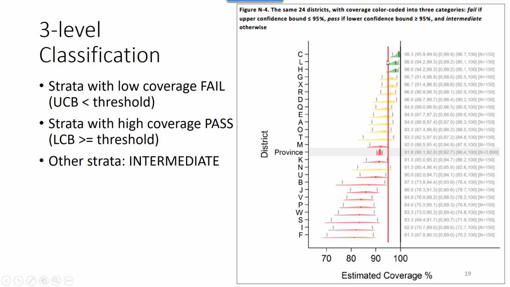To classify the coverage, we use the one-sided bounds. If the lower one-sided bound was at 95% or higher, then we classify coverage as passing, and we show these districts in green. If the one-sided upper bound is below the target, then we classify those districts as failing, and we color them in red. And then all of the rest of the districts have one-sided bounds on either side of the target line. And so we classify those as intermediate, and we color them yellow.